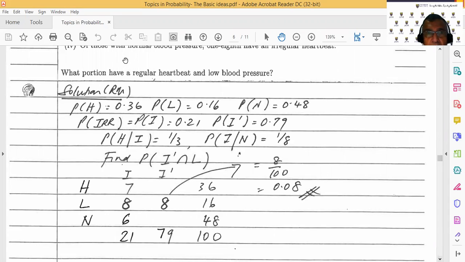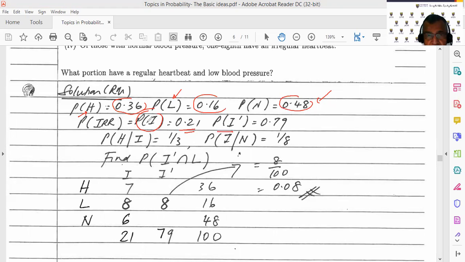So again, let me remind you, I'm using H for high, and this is given in the question, 0.36. L is for low. This is also given in the question, 16%, 0.16. So straight away, you know this number. If I give you 36 and 16, you know 36 plus 16 is 52. 100 minus 52 is 48. So the probability of having normal blood pressure is 0.48. Now, they gave me that an irregular heartbeat is 21%. So the probability of irregular is 0.21.